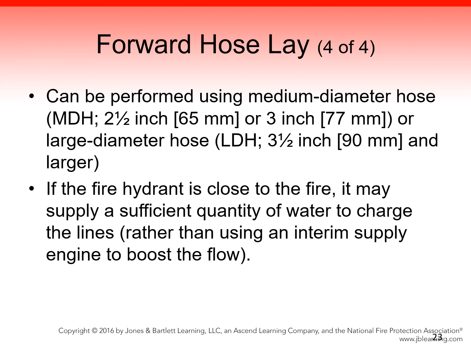If the fire hydrant is close to the fire, it may supply a significant quantity of water to charge the lines, rather than using an interim supply engine to boost the flow. A 5-inch hose can supply 700 gallons per minute over a distance of 500 feet and lose only about 20 to 25 psi of pressure due to friction loss.